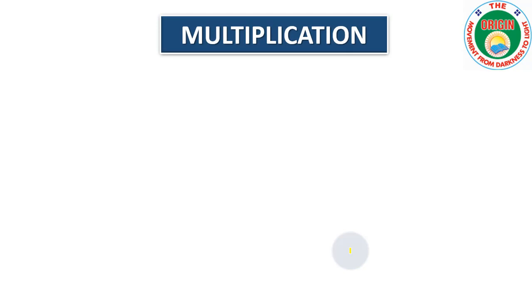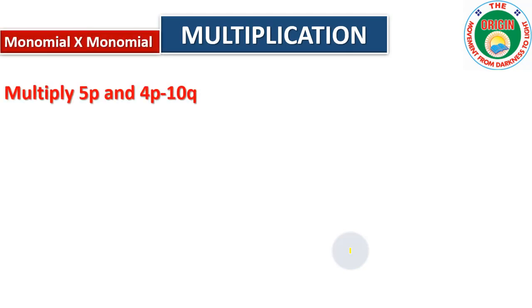Next one, multiplication of monomial by binomial. Multiply 5p and 4p minus 10q. Here 5p is one expression. Another expression is 4p minus 10q. It is a monomial and it is a binomial. Two terms are there.